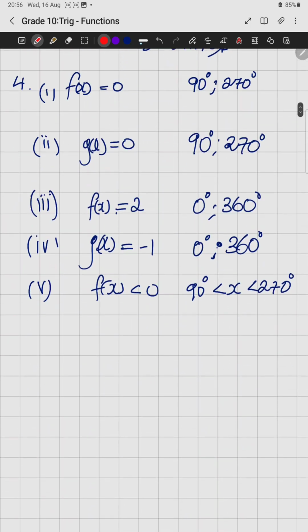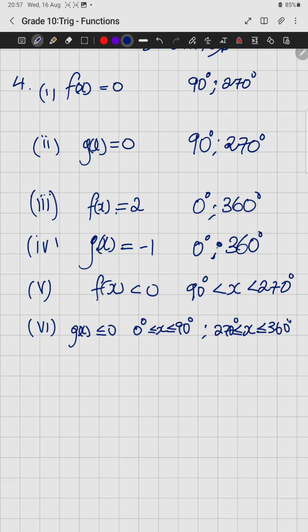Okay, so that means in number 6, we're saying g of x is less or equal to 0. Let me just minimize the space. So that means when x is greater or equal to 0 degrees and less or equal to 90, and the second part when x is greater or equal to 270, and then when x is less or equal to 360 degrees. So those are the two answers that we were required to calculate.